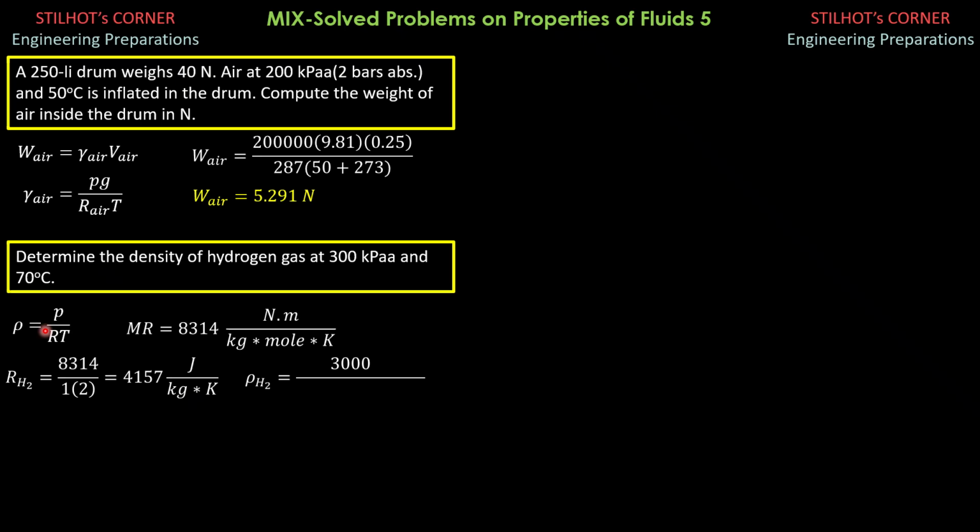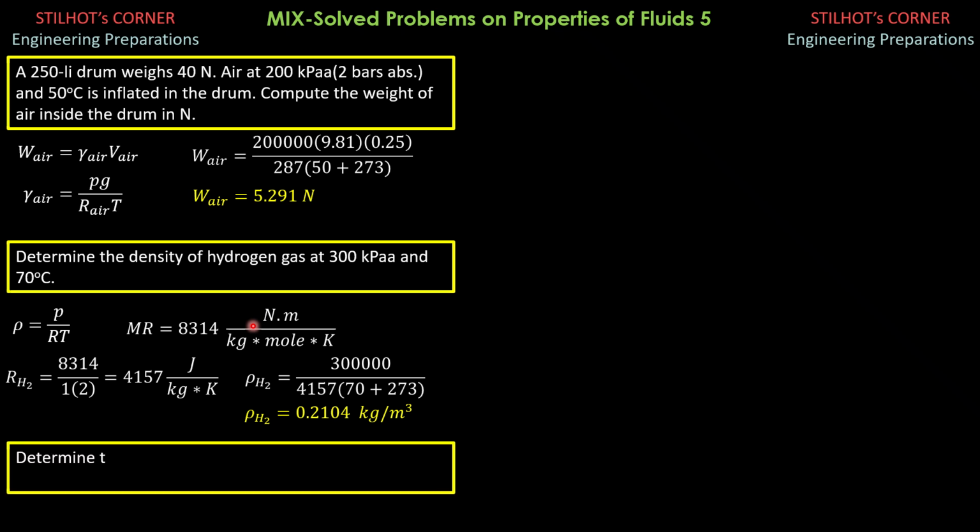Density of hydrogen gas is 300,000 divided by 4157 times quantity temperature 70 degrees Celsius plus 273. So it is 0.2104 kilogram per cubic meter. Take note that the lightest gas is hydrogen gas.